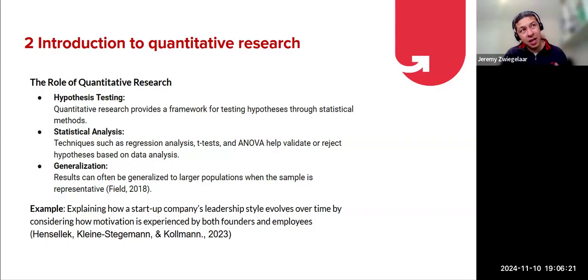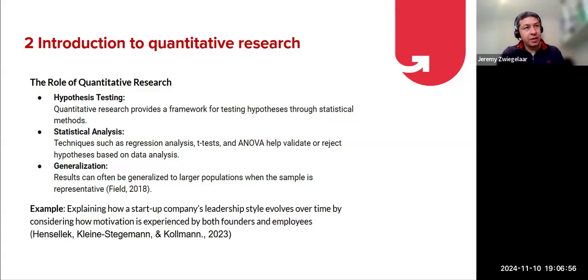So an example of a study that would look at something like this is one of the recent ones on explaining how a startup company's leadership style evolves over time by considering how motivation is experienced by both founders and employees. So in the study, we are looking at the leadership styles over time. So you can see that there are different kinds of leadership style. So we know that there'll be multiple options, at least so we would hope.